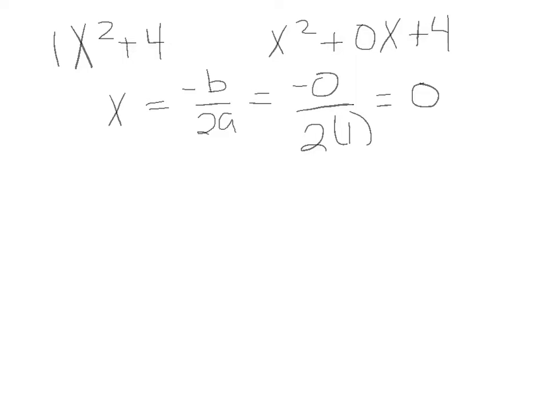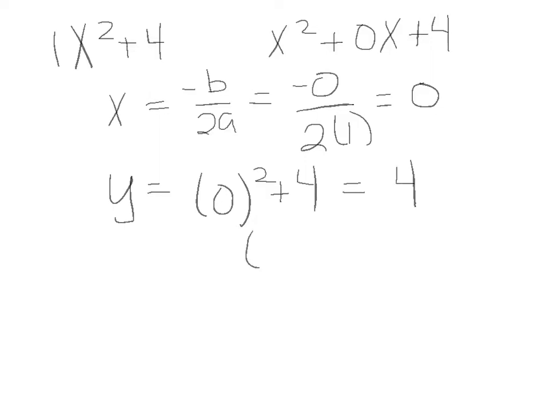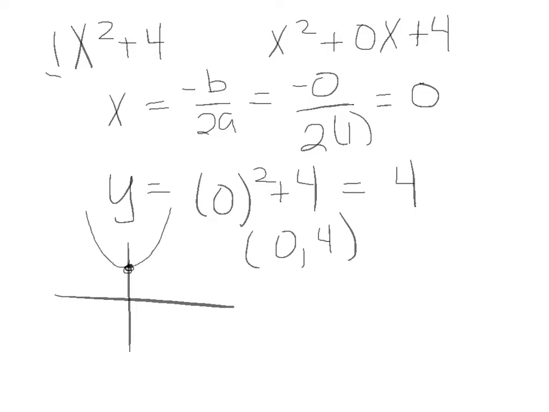So to find the y term of the vertex, I put the 0 back in. And I solve. So my y is 4. So my vertex is at 0, 4. So let's put it about right there. Now, does this open up or down? The a is positive, so it's going to open up somehow.